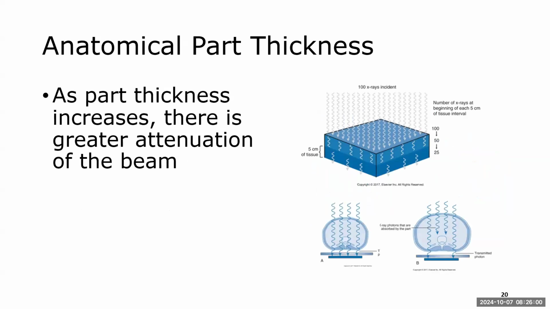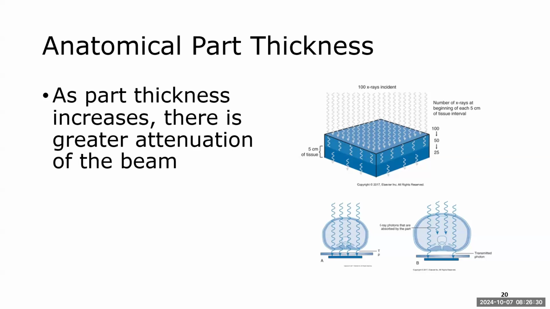So the third thing is anatomical part thickness. Simply talking about how thick the parts are, all right? Physical thickness. As part thickness increases, there is greater attenuation of the beam. And that just makes sense, right? If there's more tissue there, then there's greater chance that an interaction is going to happen, right? Your odds are better, okay?